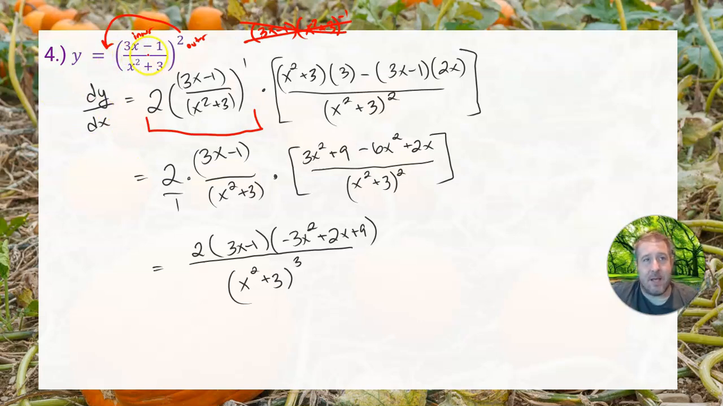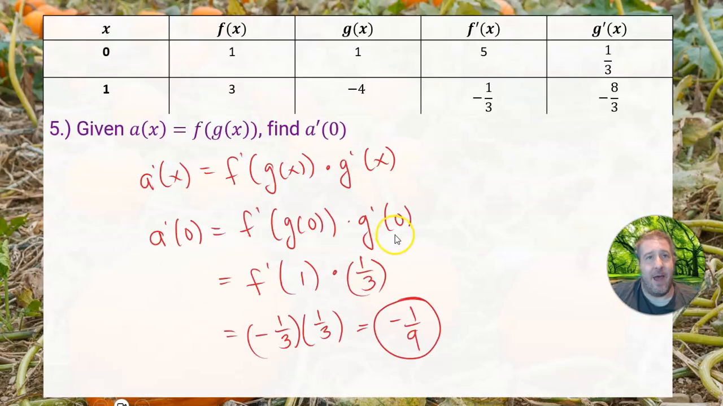I would just keep this as a quotient rule question right here. I know it looks like it's a lot of work, but once you've done it a bunch of times, it becomes easy. Low D high minus high D low over the bottom squared. Low times derivative of the top minus top times derivative of the bottom over the bottom squared. And then it's just a matter of simplifying it down.